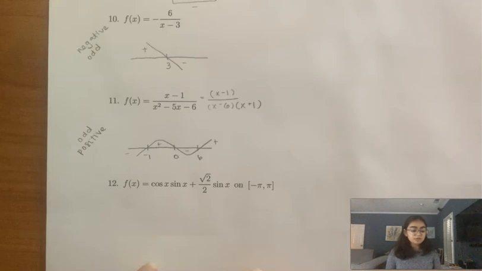So what we're going to do is find the zeros, then plug in points between those zeros, and then based on the answers that we get for our numbers that we plugged in, we can determine whether or not the function is positive or negative in between all of our zeros.